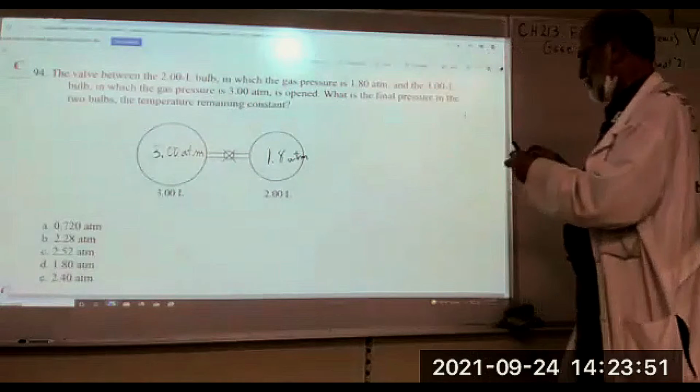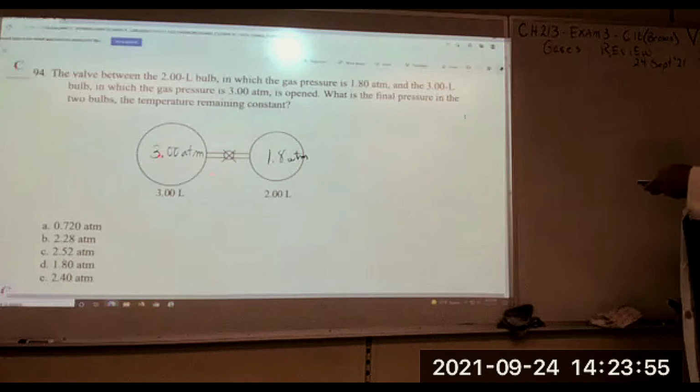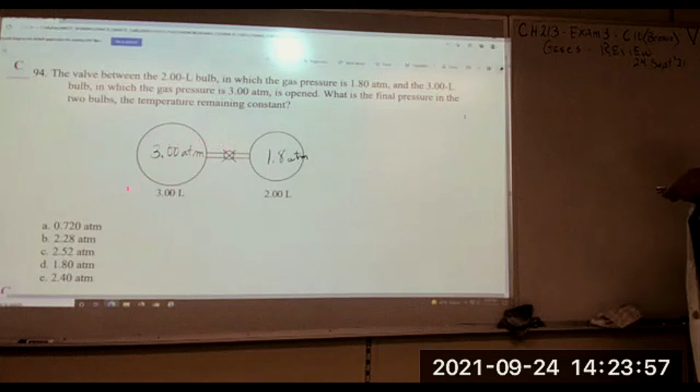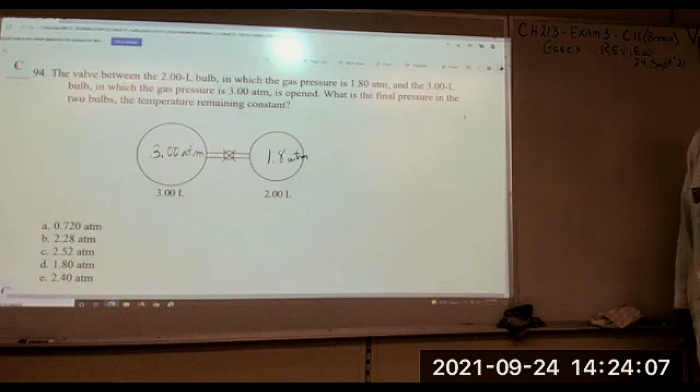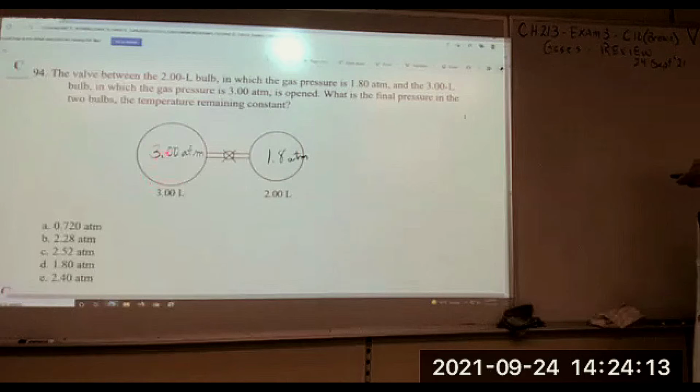Okay, so that's where we're starting. There are different pressures and different volumes. So what's going to happen when you open the valve? Right, they will equilibrate. They'll become some middle point in there. Which direction are they going? They're going to flow from this way to that way, right? Yeah. High pressure flows to low pressure.